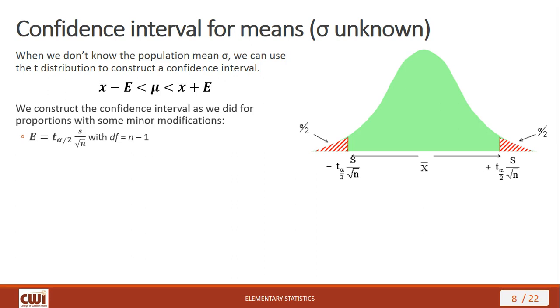Remember that our equation for calculating the margin of error for proportions relied on the z-score. Well, in this case, where we don't know what sigma is, we have to use the t-distribution. That means our z-score gets replaced with a t-score. We also note that we're using a sample standard deviation and dividing it by the square root of the sample size. So no more of this p-hat, q-hat business. Now we've got simply the sample standard deviation. Notice that we're using degrees of freedom n-1.